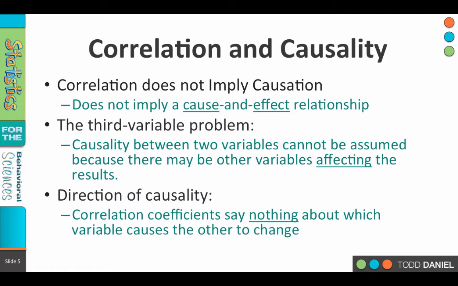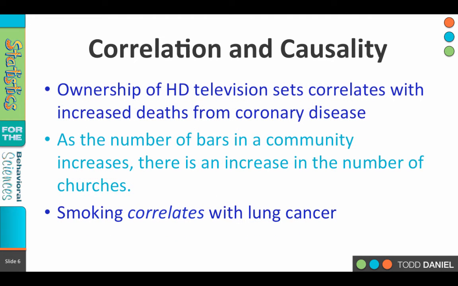And even if there is a causal link, we can't be sure of the direction of causality only from the correlation. The correlational coefficients that we're going to use don't tell us whether X is causing Y or Y is causing X. All we know is that there is a relationship between these two variables. Let me give you some other examples like this.